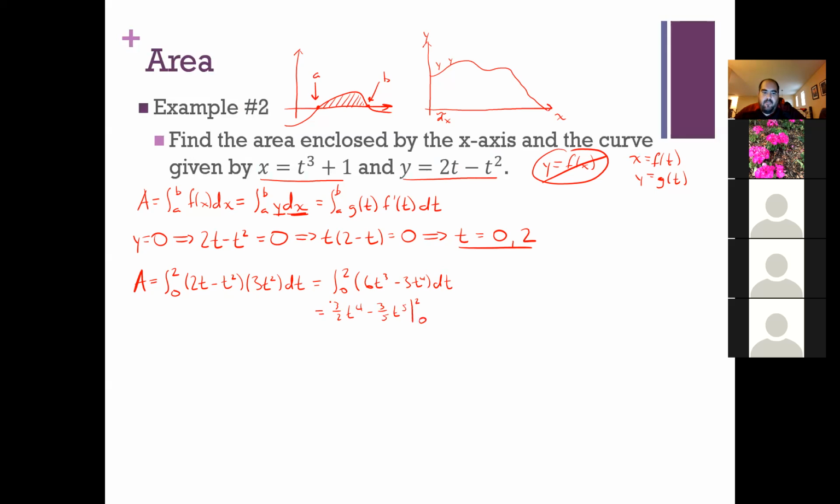Evaluate it from 0 to 2. So 3/2 times 16 minus 3/5 times 32, and then the zeros will just all give 0. And does this simplify in any nice way? 24 minus 96 over 5. I believe that comes out to 24 over 5.